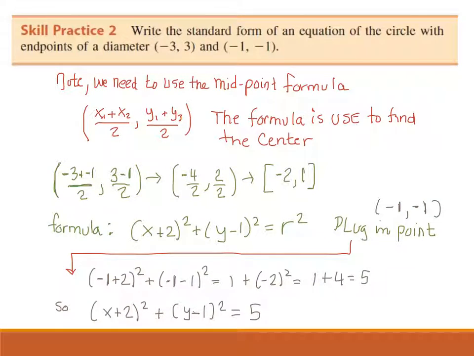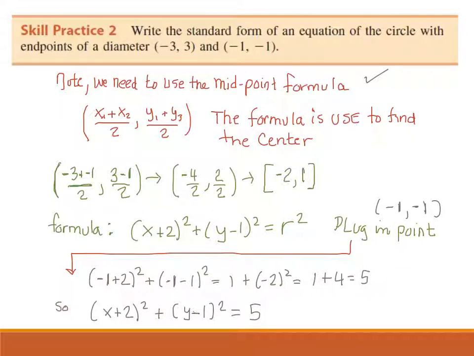So in practice 2, we write the standard form of an equation of a circle with endpoints of diameter (-3, 3) and (-1, 1). Sometimes we want to put these points on a graph and see how they go, but we note that we need to use the midpoint formula here, because for the diameter, the midpoint is the center, and the radius is the distance from the center.